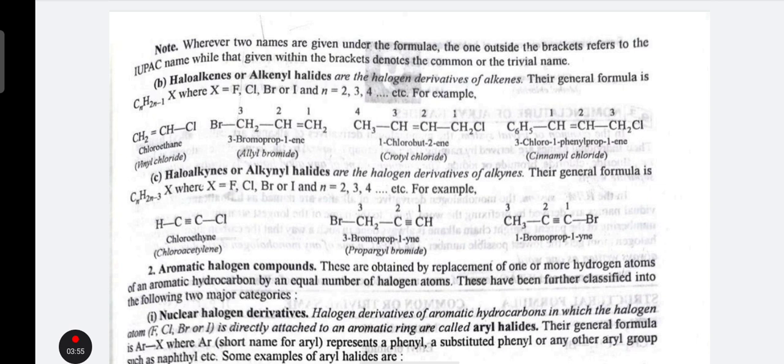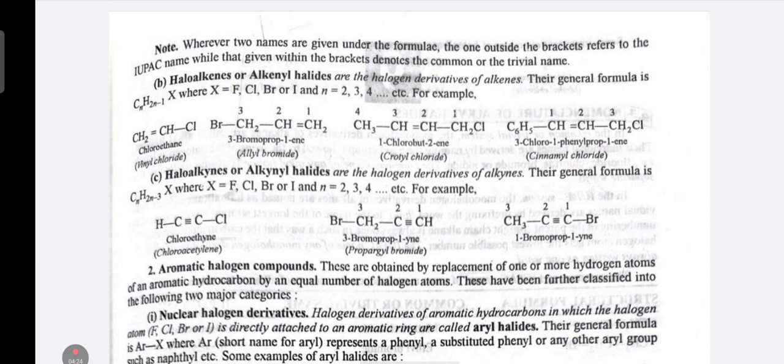Haloalkenes and alkenyl halides are the halogen derivatives of alkenes. Their general formula is CnH2n-1X, where X is equal to fluorine, chlorine, bromine or iodine, and n is equal to 2, 3, 4. For example, chloroethene, 3-bromopropene, 1-chlorobutadiene.